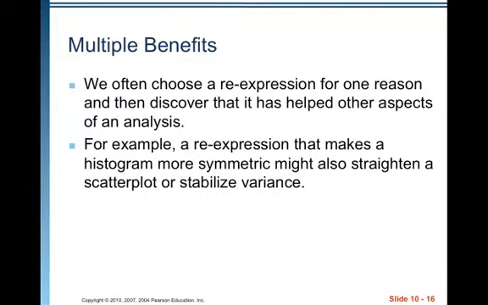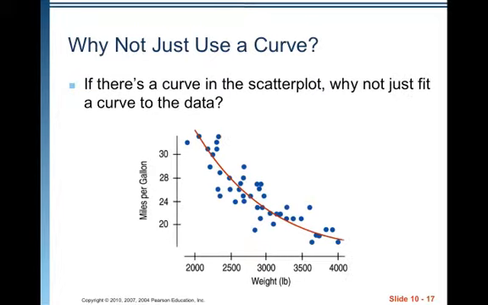We often choose a re-expression for one reason and then discover that it has helped other aspects of an analysis. For example, a re-expression that makes a histogram more symmetric might also straighten a scatter plot or stabilize variance. So if you're looking at just one of the variables in its histogram, and you need to do a re-expression to make it more symmetric, you may find that when you plot it against another variable, you have a better linear model, or you may stabilize the variance.